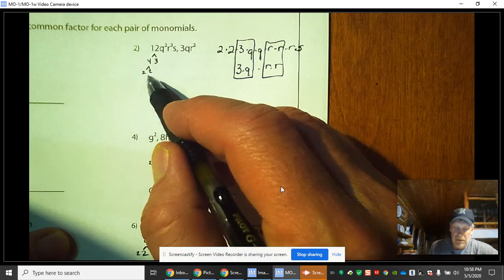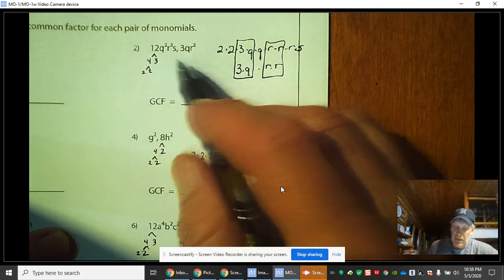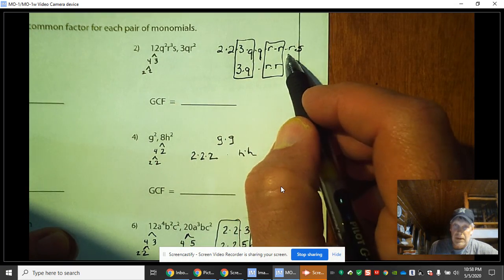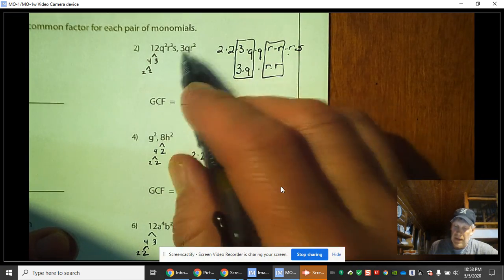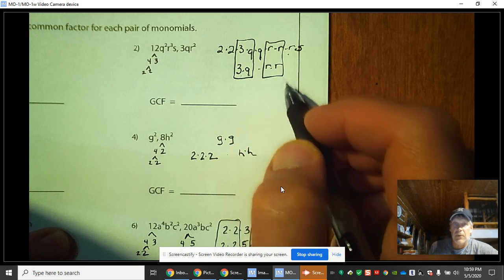4 and 3, 2 and 2. So I wrote out 2 times 2 times 3, and then I got q squared, so that's 2 of them, r cubed, so I got 3 of them, and an s. So I wrote them out, and I kind of lined them up. Then I got a 3 and a q and an r squared, so I wrote them out.